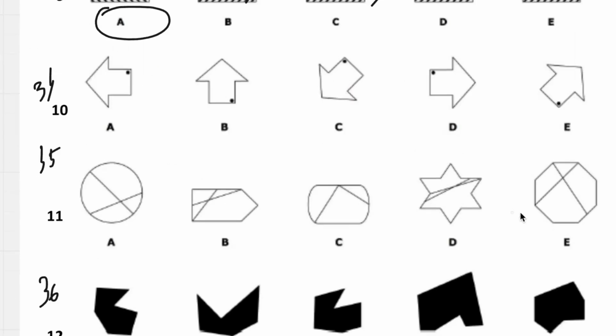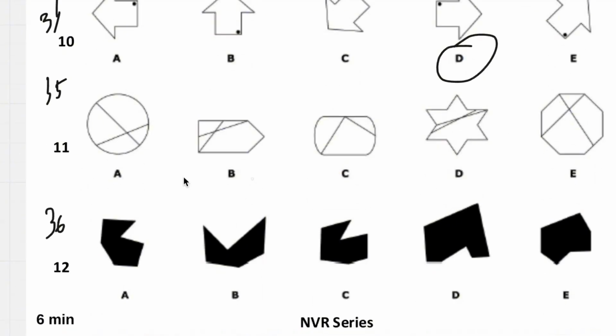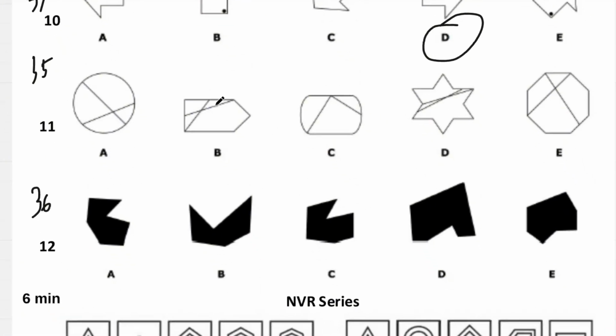Question number 34, we have it in the right-hand side each time, but on this one we have this black dot on the left-hand side of the arrow. Question number 35, we can see each time there's a cross shape going on. However, in C, there's no cross, it just meets.